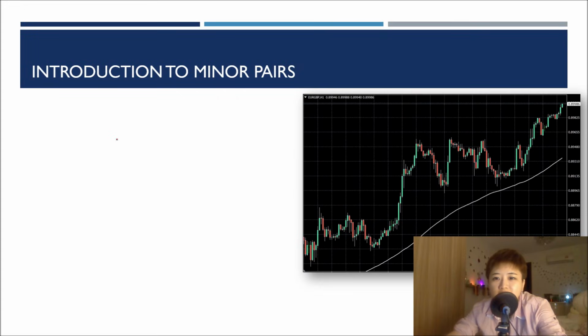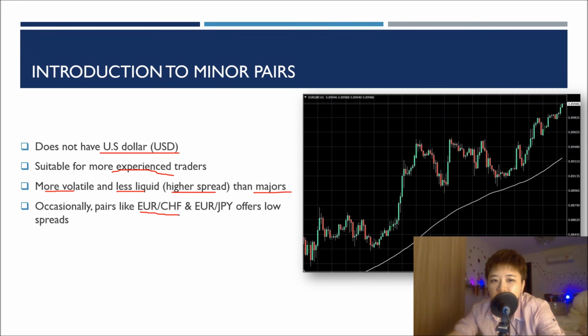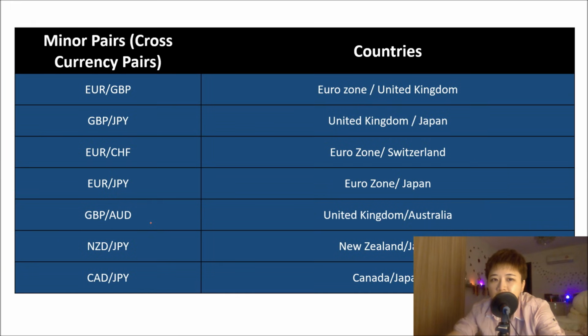And minor pairs, for example, you have your euro pound. Minor pairs don't have the US dollar in it, so if you are loyal to USD, then you avoid minor pairs, and it's suitable for more experienced traders. But personally, I feel that beginners, you can also start with this. It's more volatile and less liquid, and hence higher spread than the major pairs. But occasionally you will realize that Euro Swiss franc and Euro yen would offer low spreads, just as low as the major pairs. So these are some of the minor pairs, and again you realize that there's no USD inside.